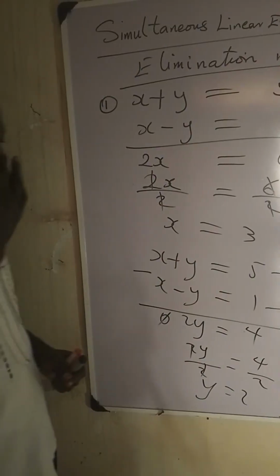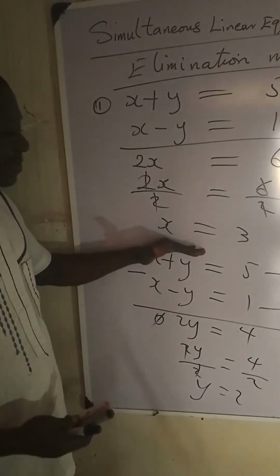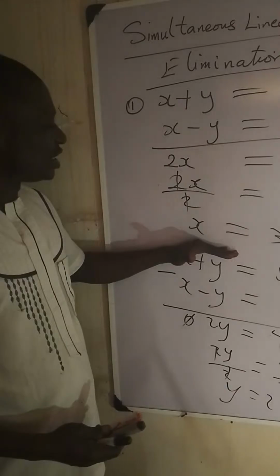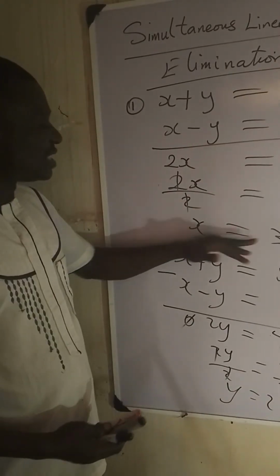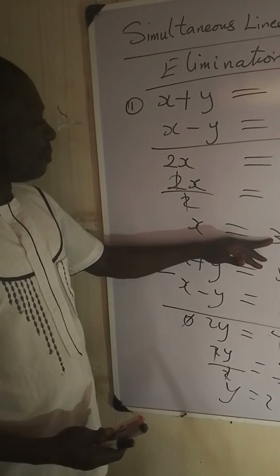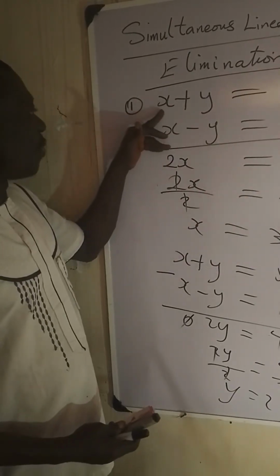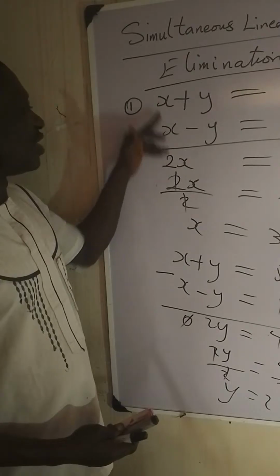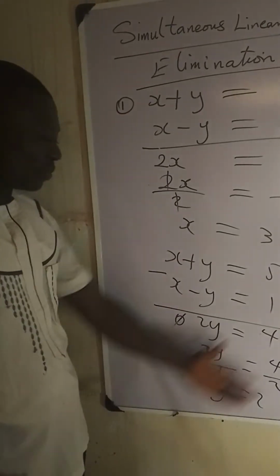Now, assuming we stop at this point and we wish to replace x with 3 in any of the equations, we can still get the other one, which is y.